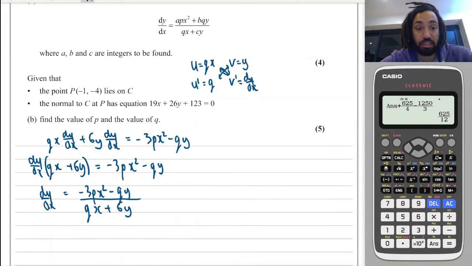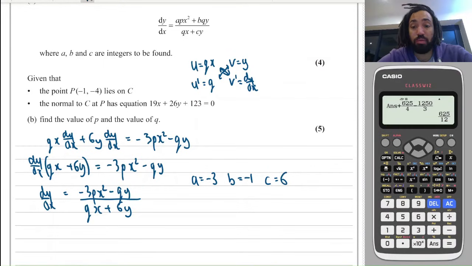Now, let's have a look at these integers to make sure that this is right. So a is minus 3, that would be good. B would be minus 1. C would be just 1. Oh no, C would be 6, sorry. Yes, that works, great.